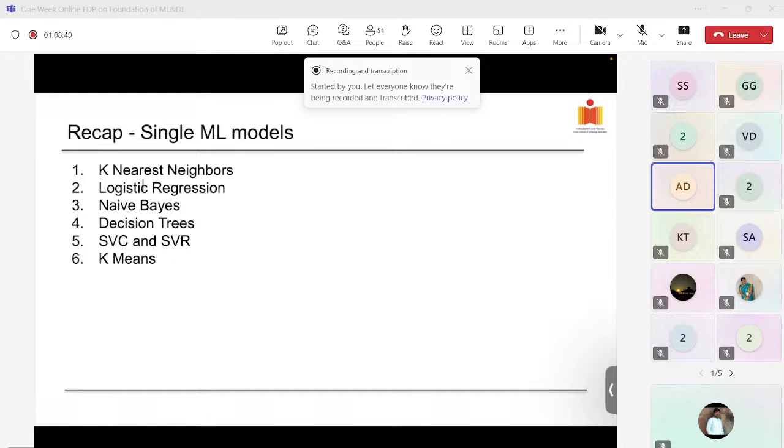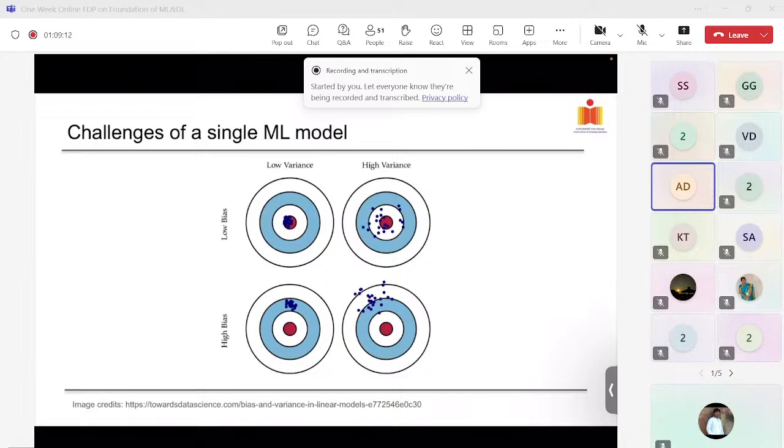We started off with k nearest neighbors. Then logistic, naive Bayes, decision trees, SVC and SVR, then k-means. These are the six algorithms which we saw. All of them are single machine learning models. There is no combination of machine learning models happening over here. It's just a single machine learning model. So what does a combination of machine learning models look like? That is what ensemble methods is.